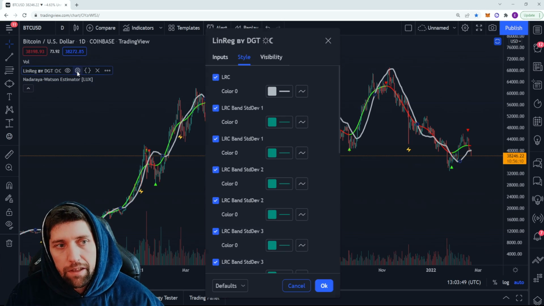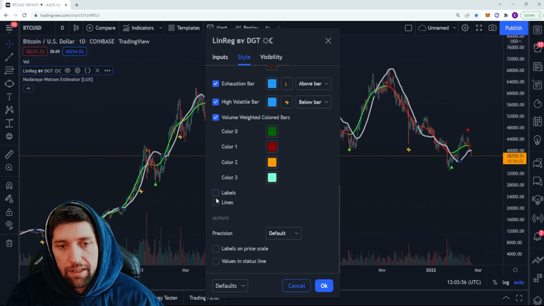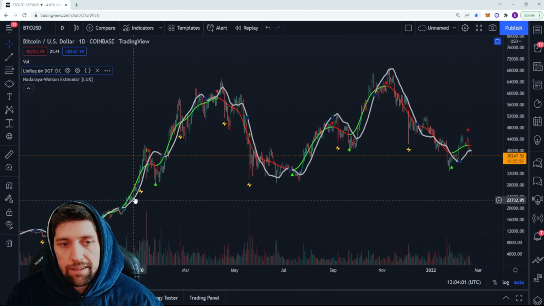I did want to note that a major difference I changed was the LRC color. I changed this to gray. And then I also went down to labels and lines and I took these off. That's why it looks a little bit cleaner. For this, all we're going to need is the LRC line.